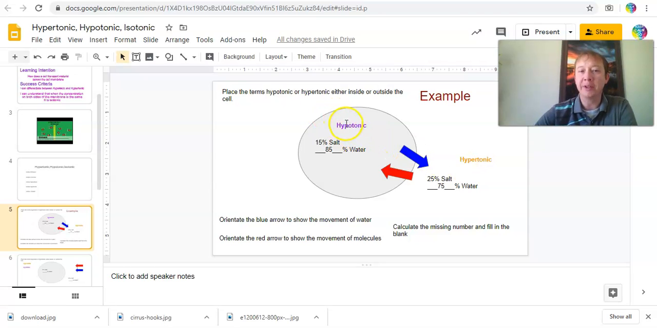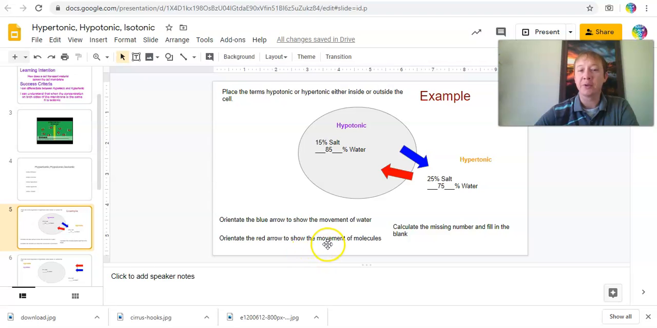We'll be moving these terms by clicking on them and moving them. I'll do it with one example and show you how. You're going to have the blue arrow showing where the water is moving. Remember, it always wants to go from a high concentration to a low concentration. In this case, it's going from 85% water to 75%, so eventually they're going to equal out around 80%.